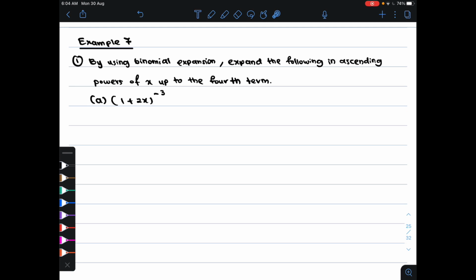Let's do example 7, question 1. By using binomial expansion, expand the following in ascending powers of x up to the 4th term. So, ini maksudnya kamu expand sampai dapat term yang keempat sahaja. Question A, we have 1 plus 2x to the power of negative 3. So, bila nampak expansion macam ni, always check kamu punya power dulu. So, here, the value of n is negative 3. So, this is not a positive integer.